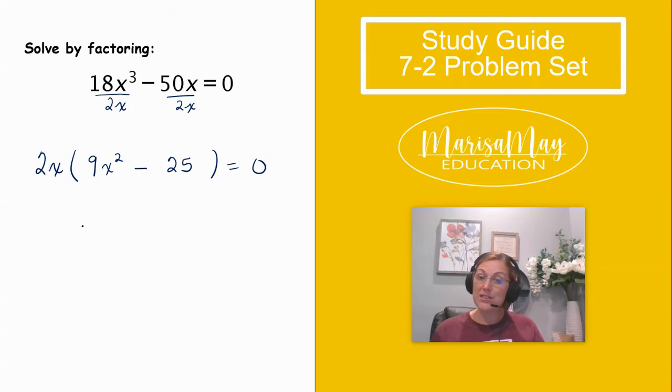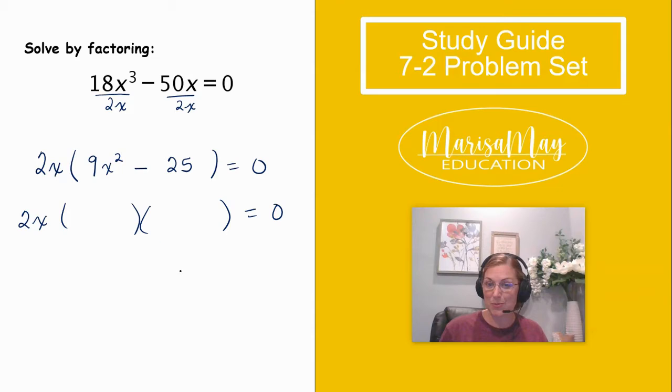Now, we've got one more step to go because what's in this parentheses is actually a difference of 2 squares. Do you see it? Do you see the 2 squared terms? 9x squared is a perfect square. 25 is a perfect square. So I know that can also split up into 2 parentheses.